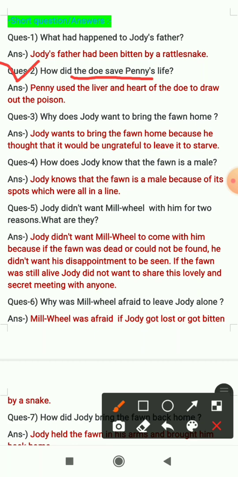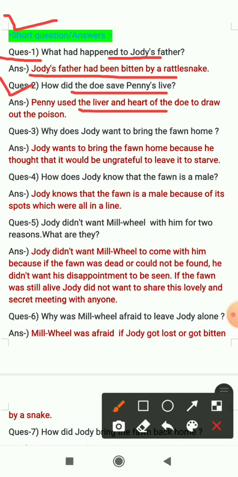Let's see the answer. Penny used the liver and heart of the doe to draw out the poison. So what his father has done, his father killed a doe and used the liver and heart of it to draw out the poison from his body. So it was the belief that if the liver or heart of the doe is used on the body of someone, it can draw out the venom of a snake. So that's why Penny used the liver and heart of the doe to draw out the poison from his body.